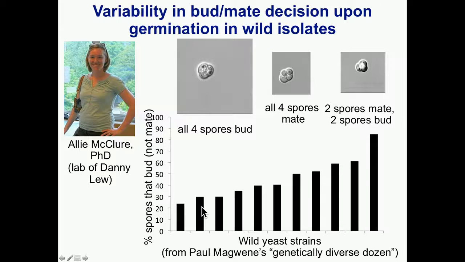And around the same time, we had seen a talk at a meeting from Ali McClure, who was then a student in Danny Lev's lab, and she had also become interested in this decision about whether to bud or to mate upon germination. She wanted to know if it was under any sort of genetic control, so she obtained a collection of genetically diverse strains and used time-lapse microscopy to watch them and see whether their first decision was to bud or to mate. These movies aren't working here, but she was, with a trained eye, able to look at all the 4 spores and decide how many of them would bud first versus mate. She saw a nice variety of these decisions among these different strains and could conclude that there could be some genetic differences underlying this variation.